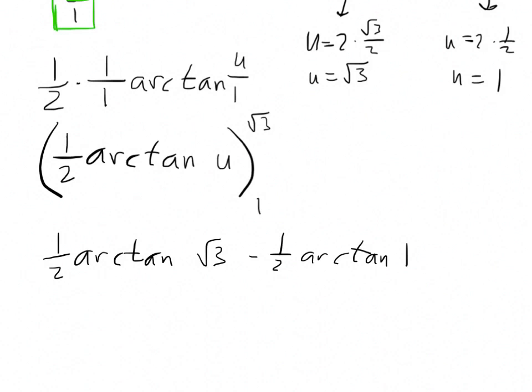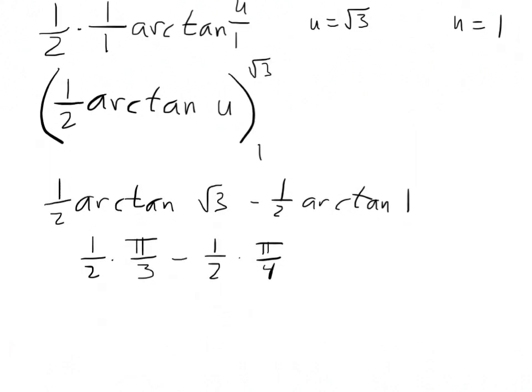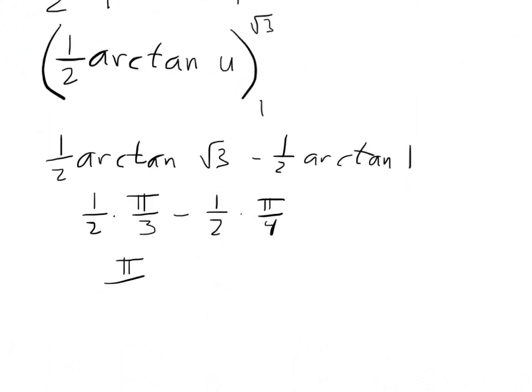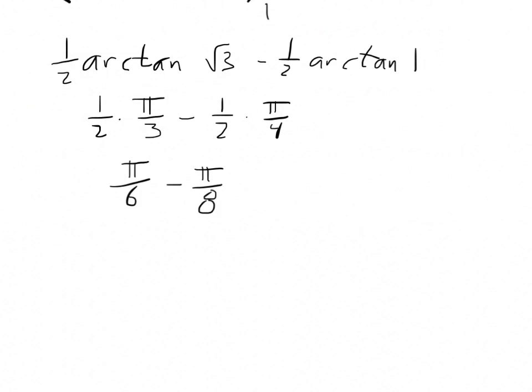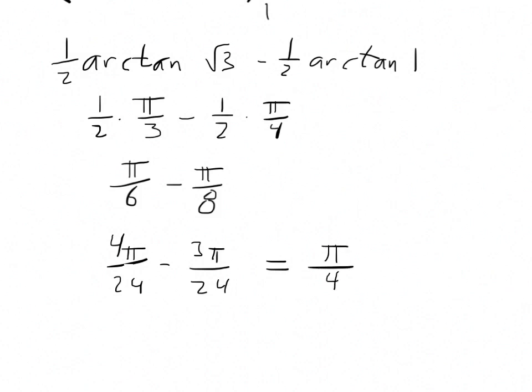Arctangent of the square root of 3 is pi over 3, minus 1/2. Arctangent of 1 is pi over 4. So I end up here with pi over 6 minus pi over 8. We can get a common denominator on these things by going through 24. That'd be 4 pi over 24 minus 3 pi over 24, and that reduces to pi over 24, which is our final answer for the problem.